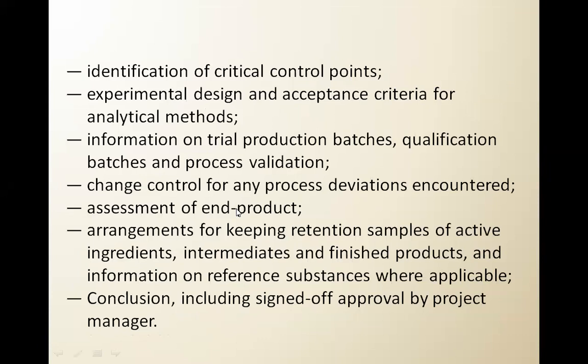Then next is the identification of critical control points. We have to identify critical points. In the last lecture we discussed critical points, such as the mixing time, maybe a blending time. So we have to identify the critical time which is affecting the production process or the final product. Then for that we have to do experimental design and set acceptance criteria for the analytical method. We have to develop the analytical method. We have to fix some acceptance criteria for stability or identification, and then we have to do experimental design.